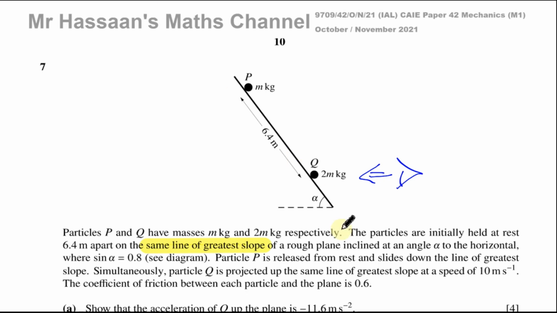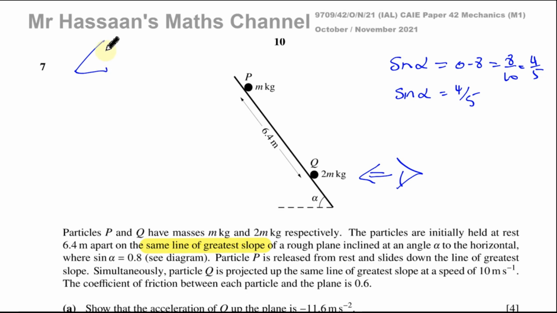Inclined at an angle of alpha to the horizontal, where sine of alpha is 0.8. Now, I like to keep my angles in exact form, my sine ratios of angles in exact form. 0.8 is the same as 8 over 10, which is the same as 4 over 5, which is a nice number to have. So I'm going to take sine alpha as 4 over 5. And the reason is that now I can find cosine alpha very easily.